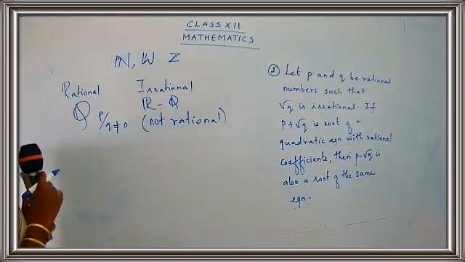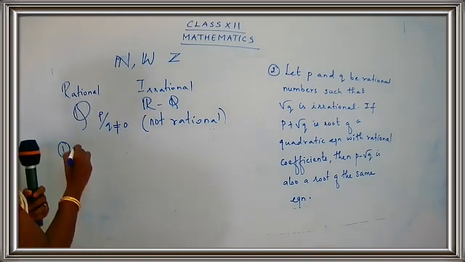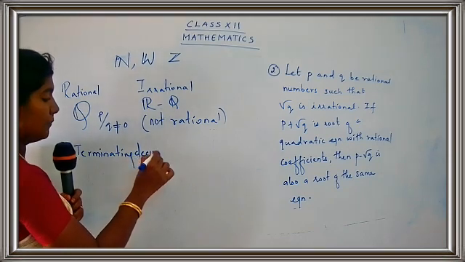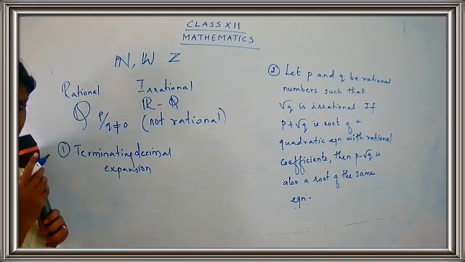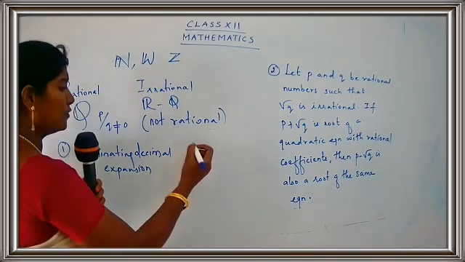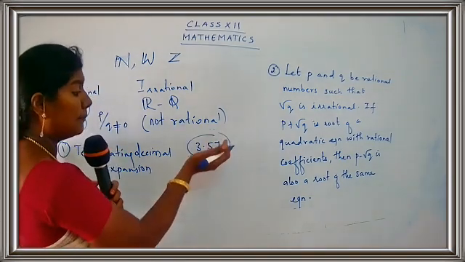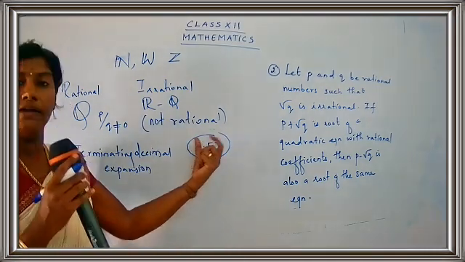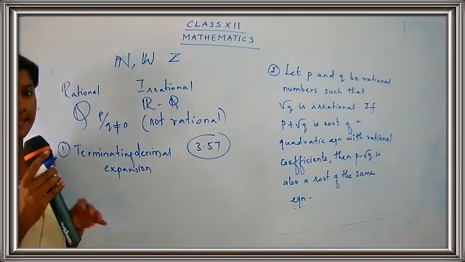And also we have seen that rational numbers are expressed in two different forms. We have two ways of expressing a rational number. The first is terminating decimal expansion. What do you mean by terminating decimal expansion? Suppose I take a decimal number like 3.57. The number terminates, which means it stops. So this is the way of expressing in terminating decimal expansion.